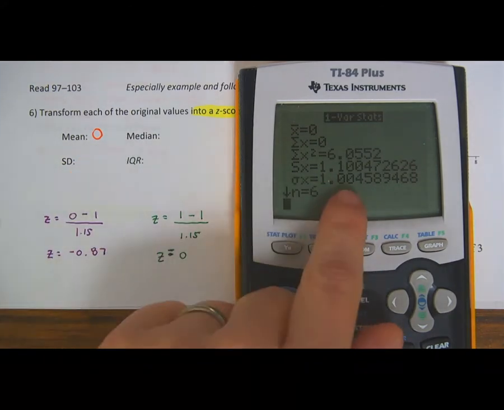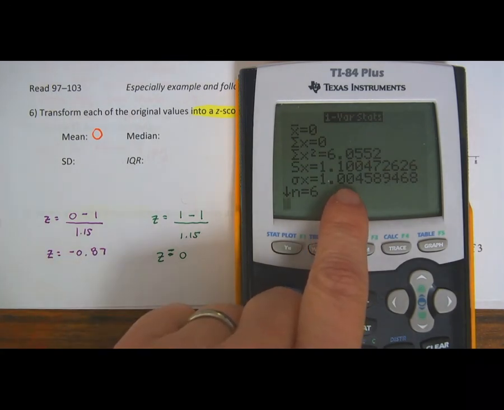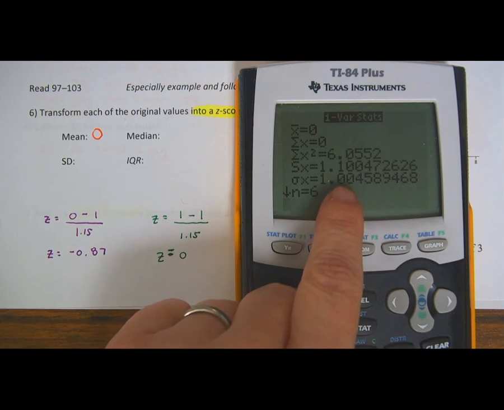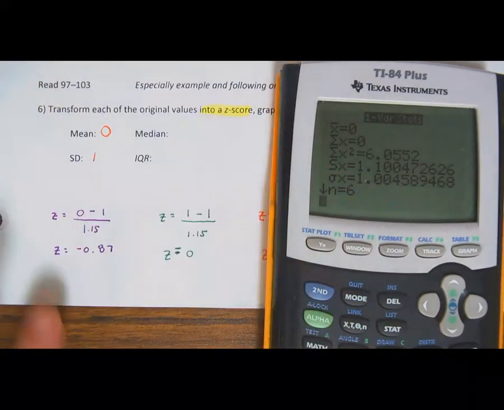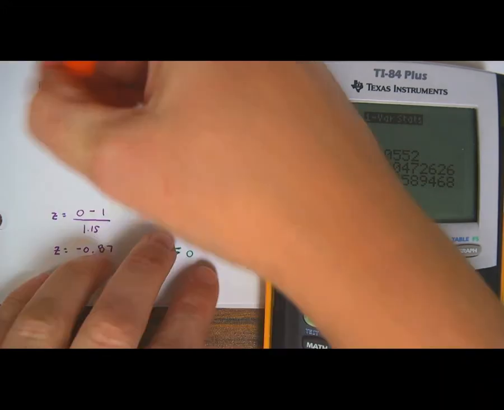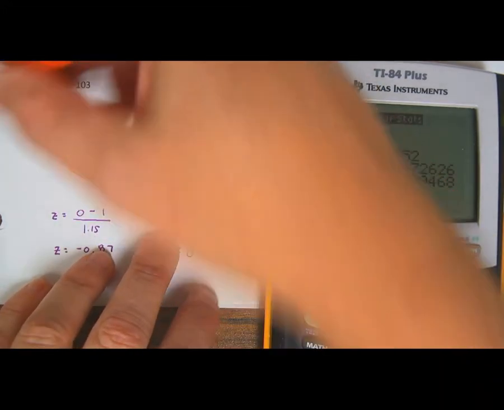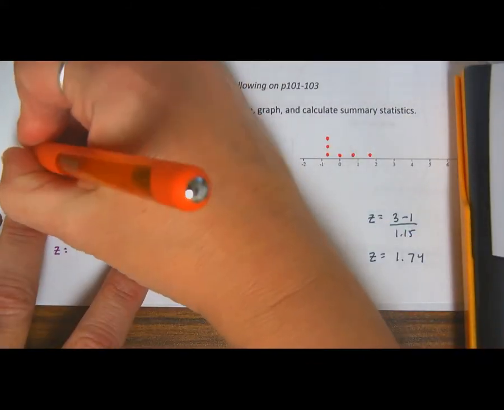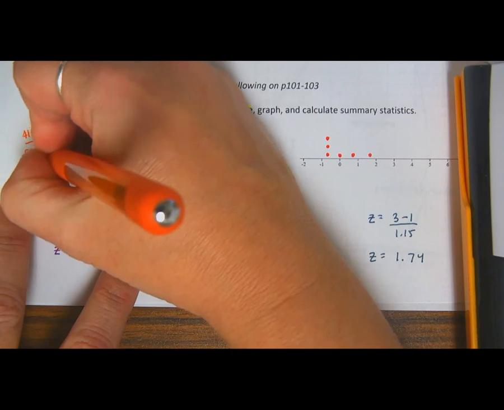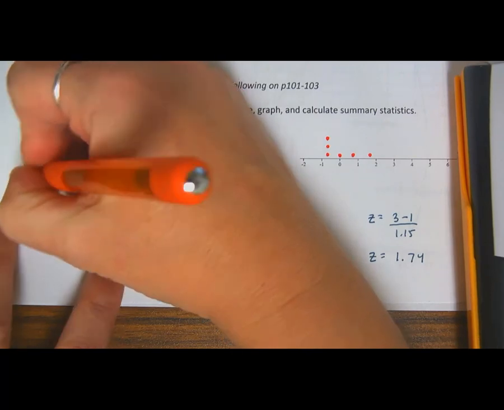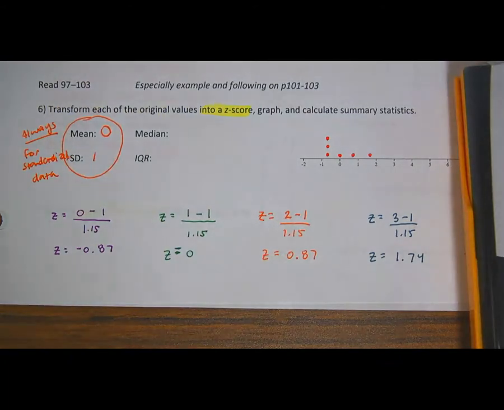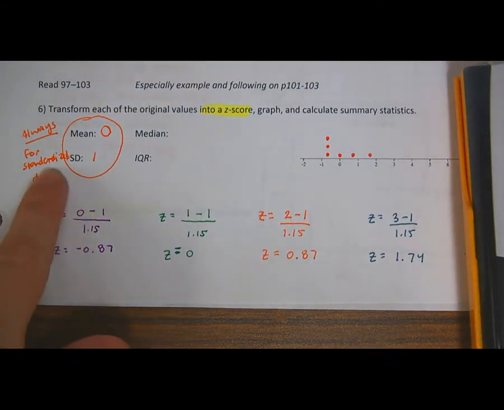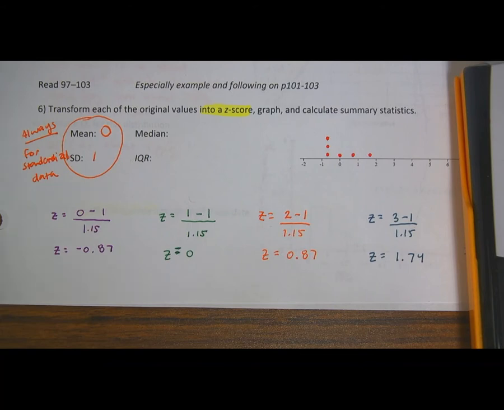Your standard deviation will always, now because we kind of rounded right here, okay, your standard deviation will always be 1. Every single time for standardized data, z-scores. Sorry, that was really ugly the way I wrote it there, but it says that's always going to be true for standardized data.